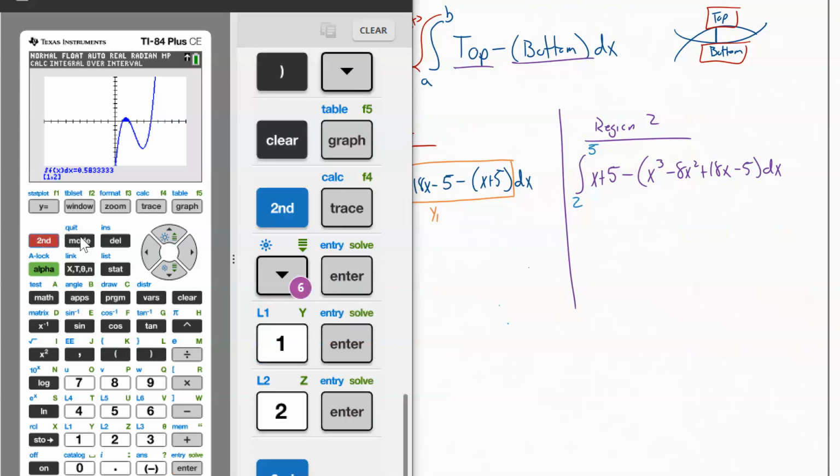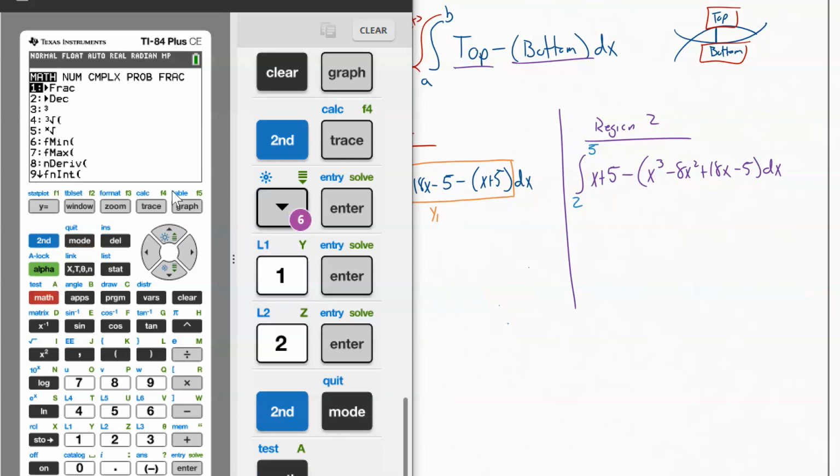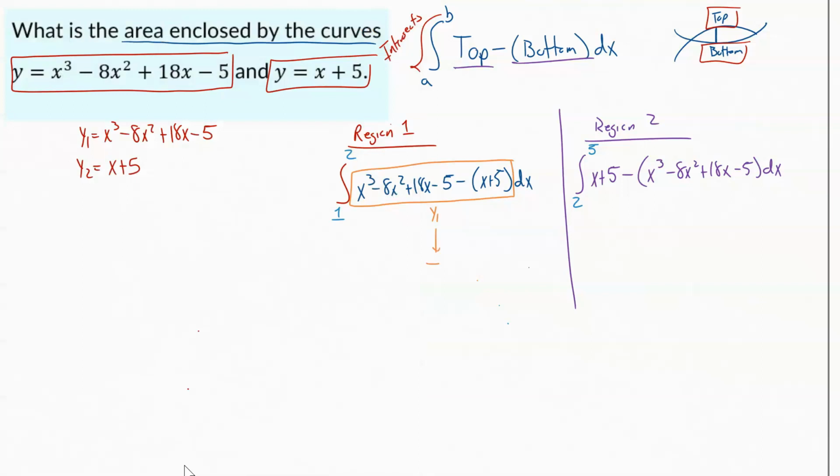So we can hit second quit to get out of here. And then if you go into the math button and hit enter on number 1 fraction, it is taking the answer, which is what we just got out, that integral value, and it's going to turn it into a fraction for us. And so it tells us that that number is actually 7 over 12. So we know the answer for region 1 is 7 over 12.